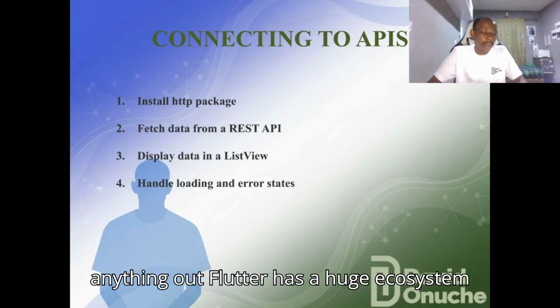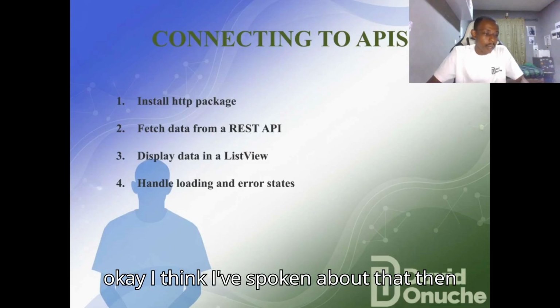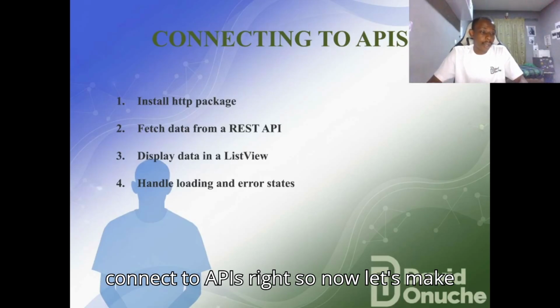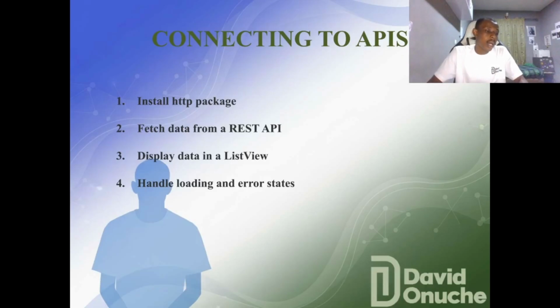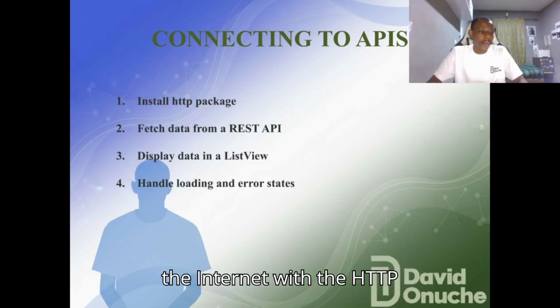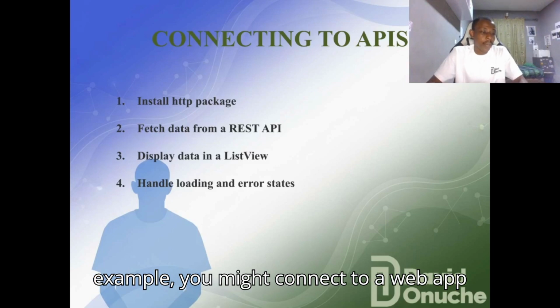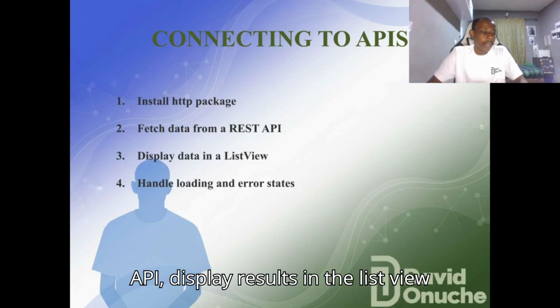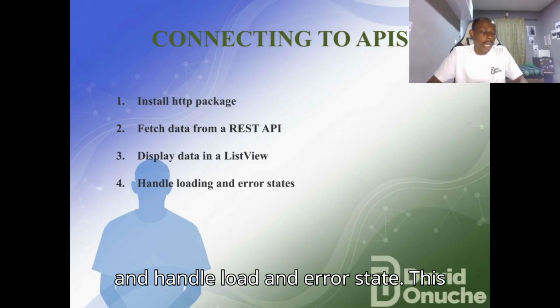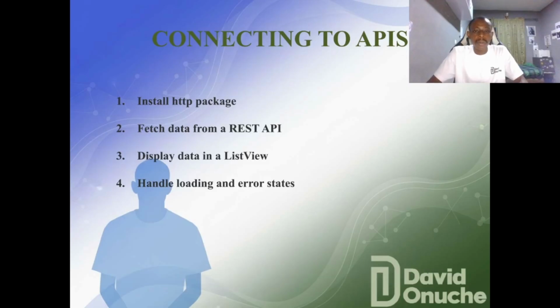Flutter has a huge ecosystem for packages. Okay, I think I've spoken about that. Then connect to APIs, right? So now let's make our application dynamic by connecting to the internet. With the HTTP package, you can fetch data from APIs. For example, you might connect to a weather API, display results in a list view, and handle load and error states. This makes your app interactive and useful.